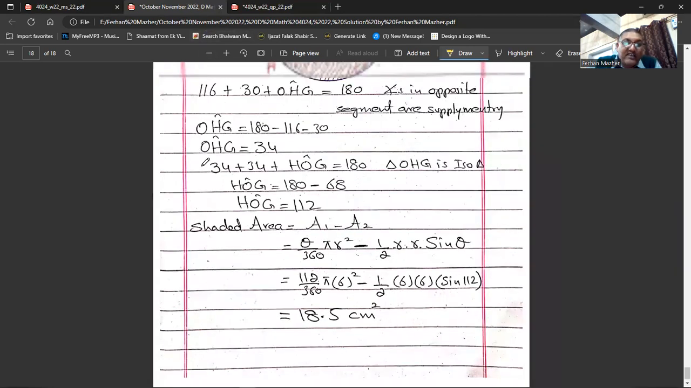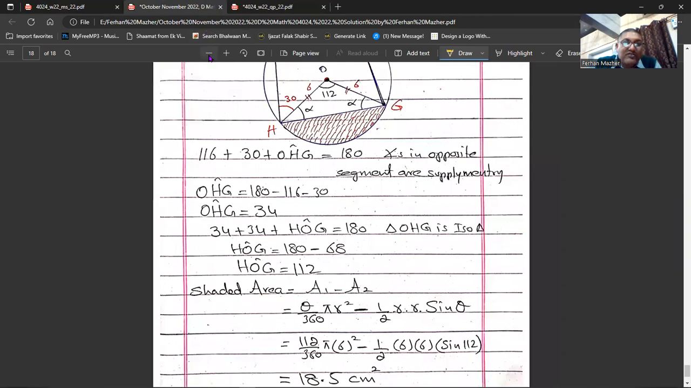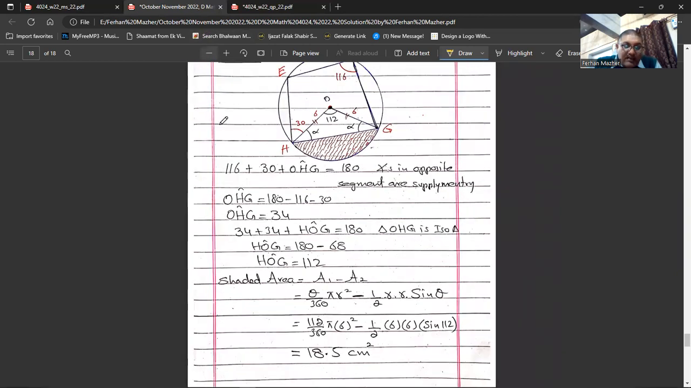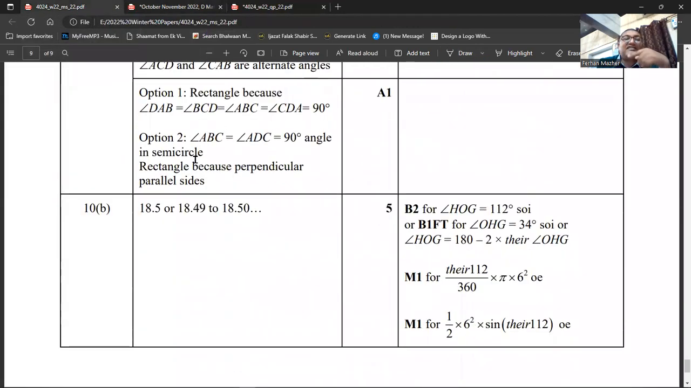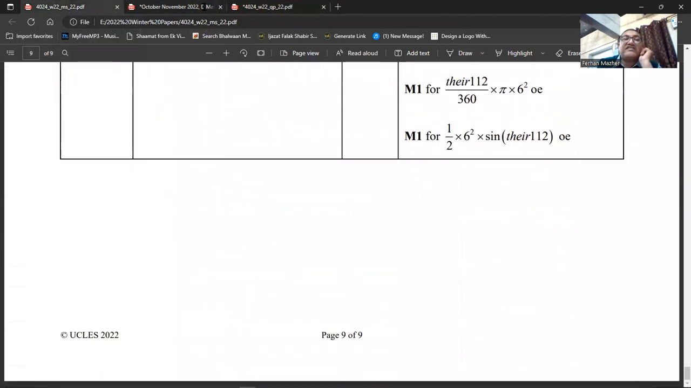The solution is, here we go. You can see the whole solution. Let me reduce the size so you can see. I hope that you can see this whole solution. You can zoom in if you need. 18.5 is the answer, sir. The 18.5 is the right answer, sir.